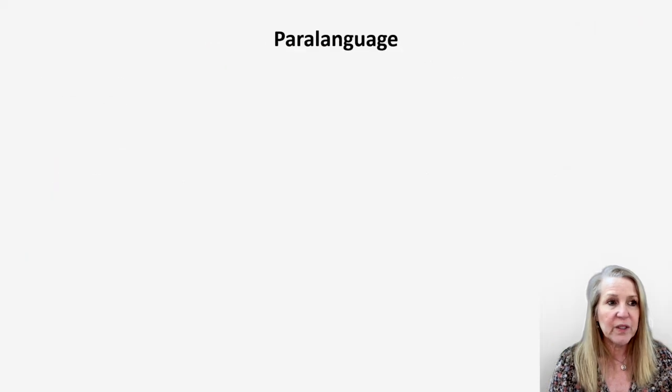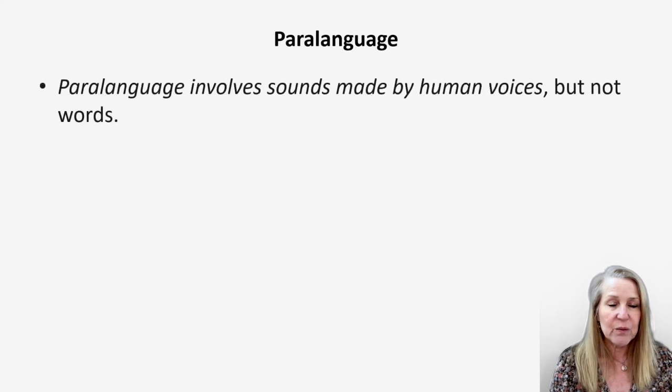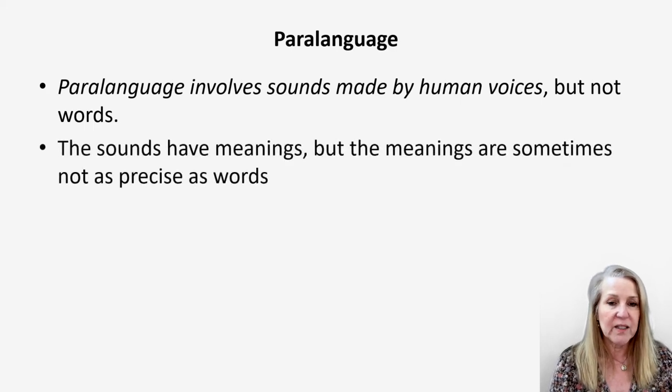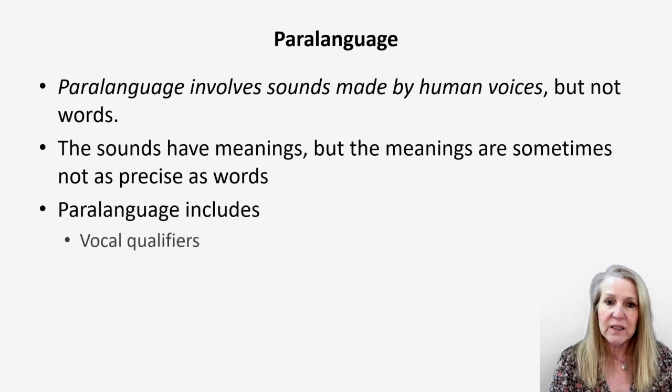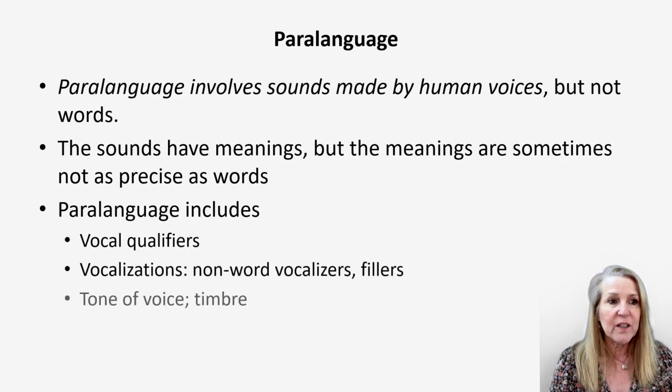As I mentioned earlier, one of these components is paralanguage, which para means resembles. And obviously, paralanguage would be sound made by voices, not by words. And the biggest problem with paralanguage is that it's not as precise as actual words. It would include things like a vocal qualifier, vocalizations, the tone of voice or the timbre, as I mentioned earlier. And we want to look at each of these individually so we understand them.